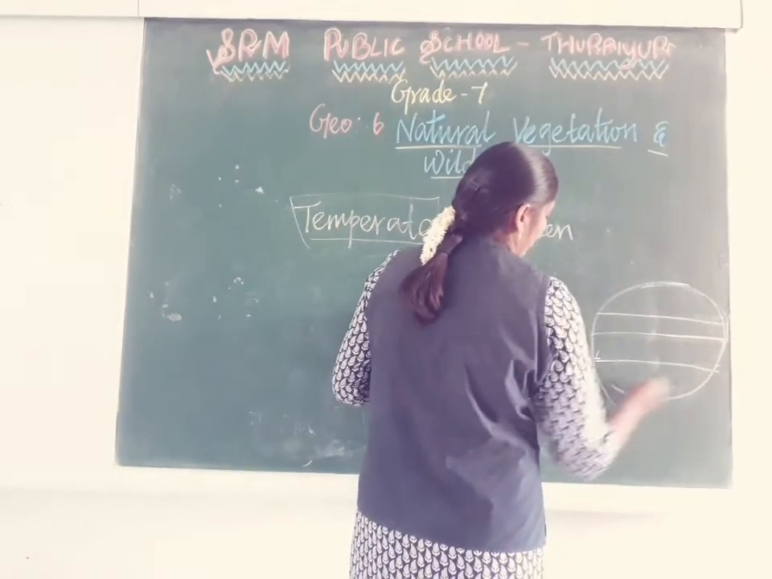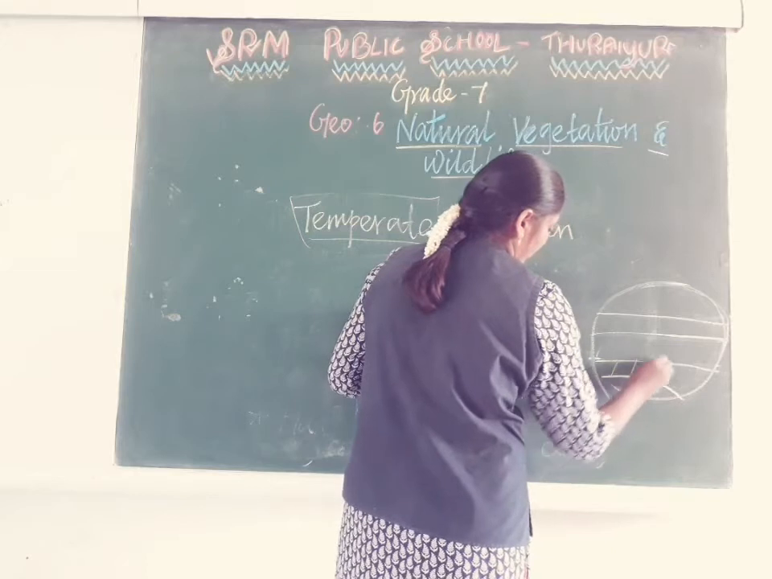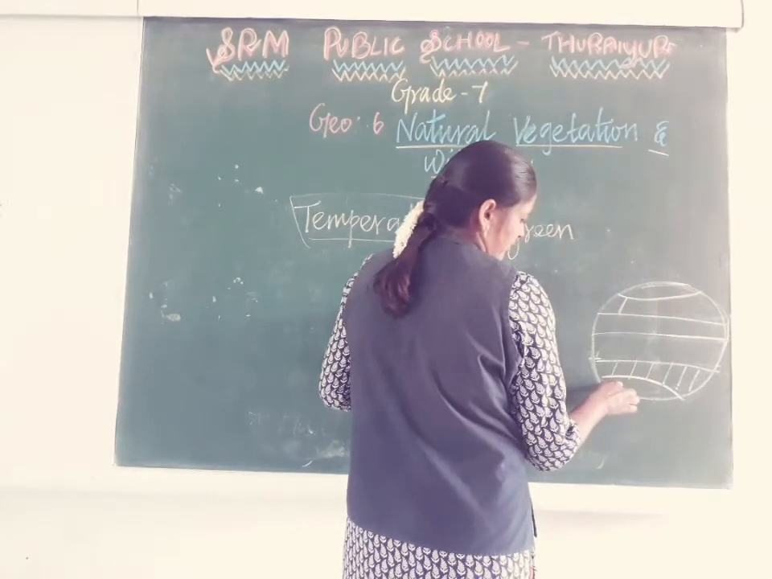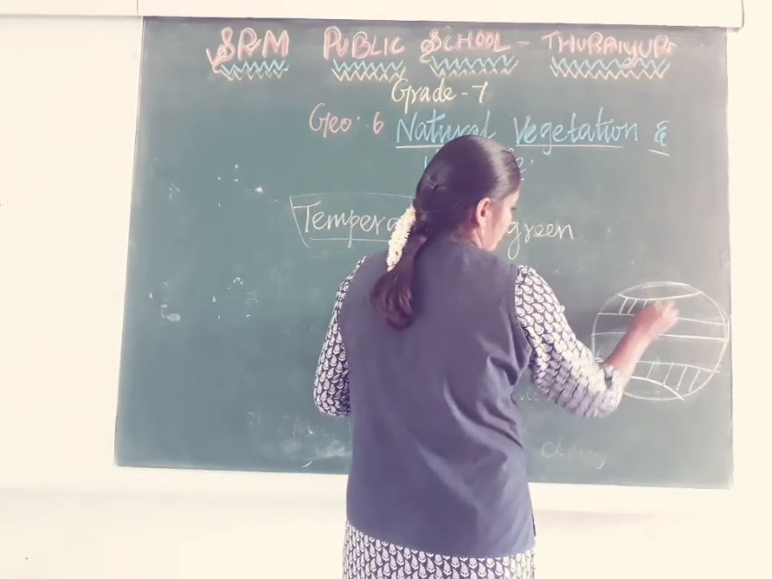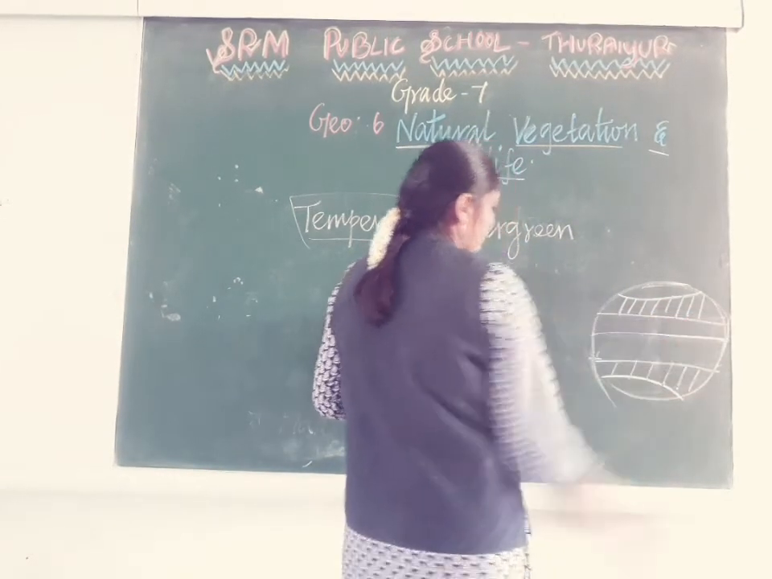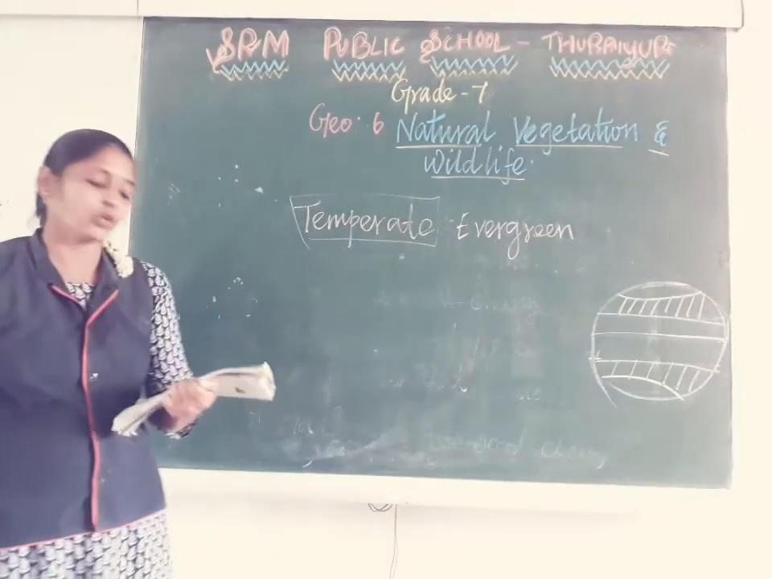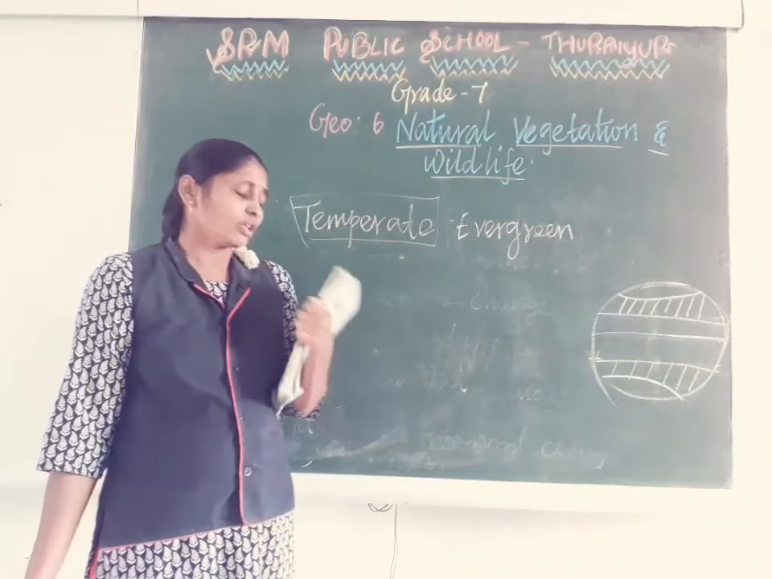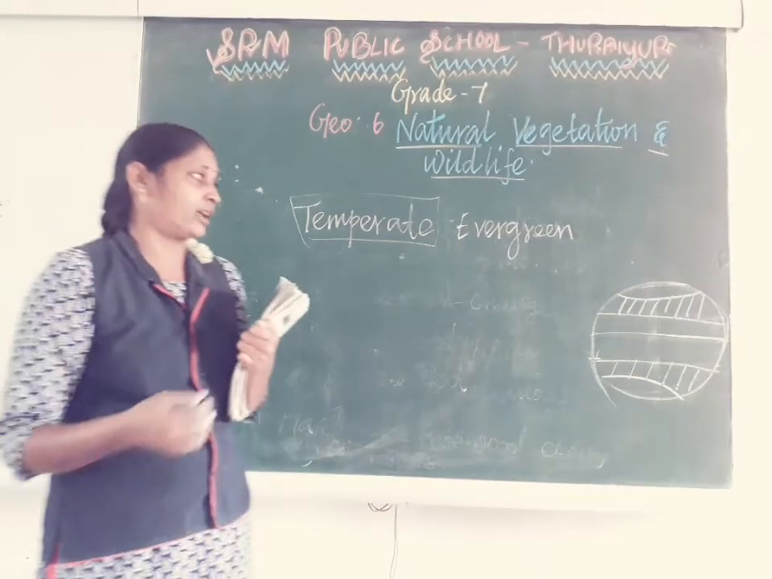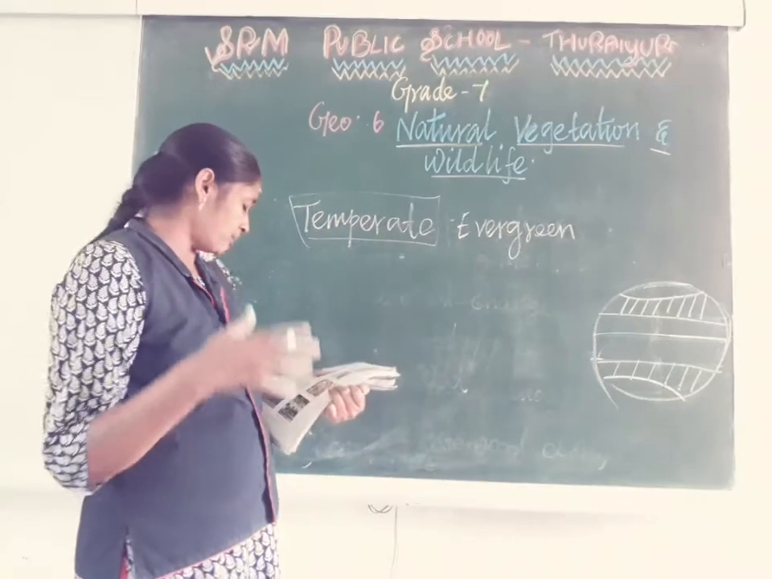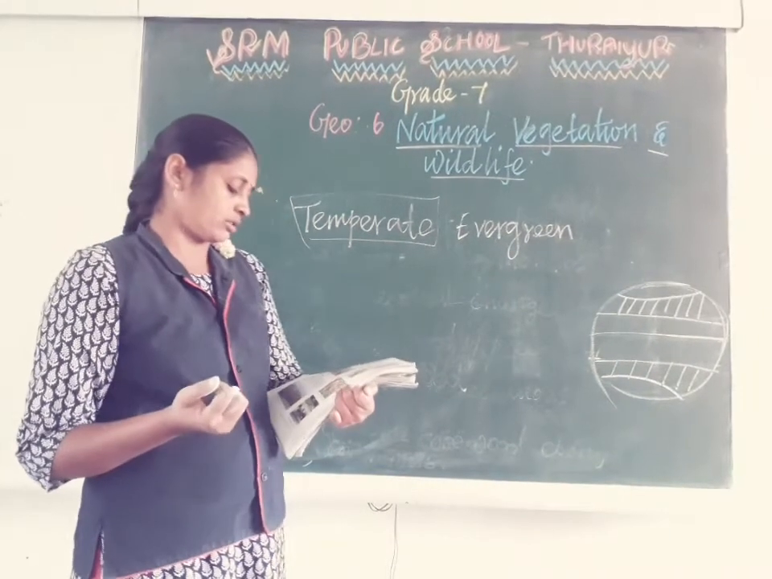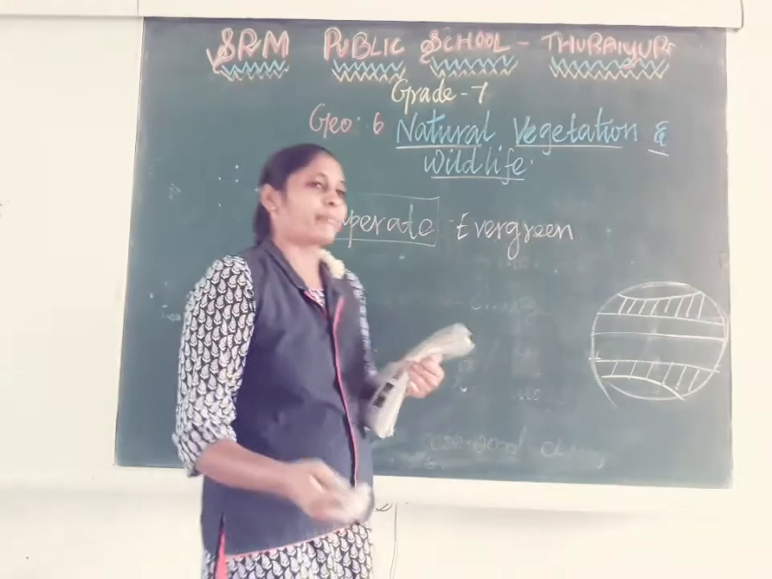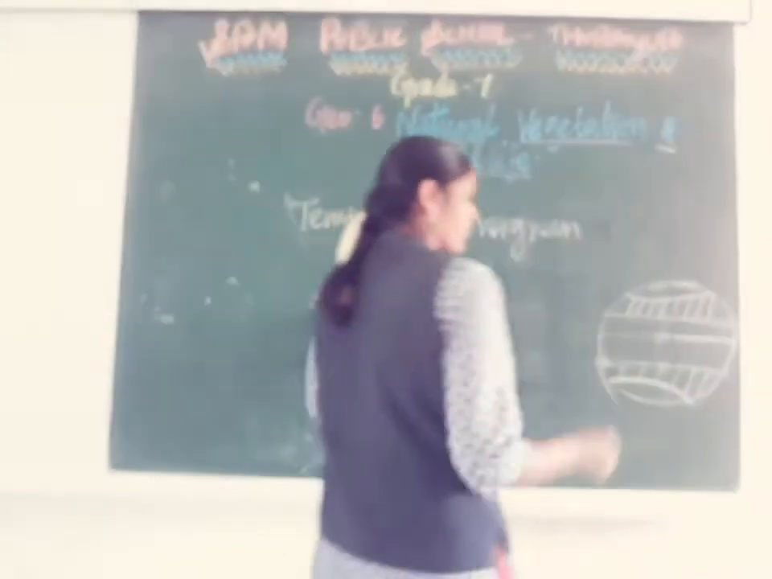This is the tropical region, and the area between Tropic of Cancer and Arctic Circle, and the area between Tropic of Capricorn and Antarctic Circle, this region is called the temperate region. So moderate weather conditions will happen. Where can we see this temperate evergreen forest? This is a mid-latitudinal coastal region. This forest is very close to the coastal region, particularly throughout the world, the eastern side of the coastal line.